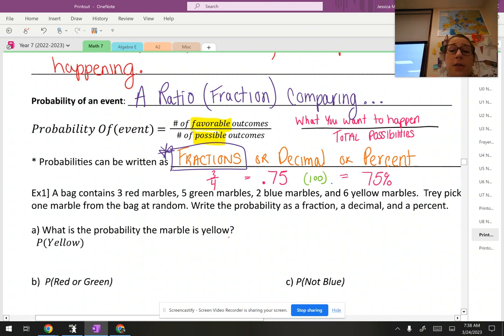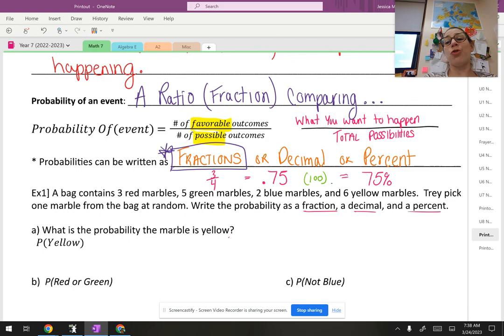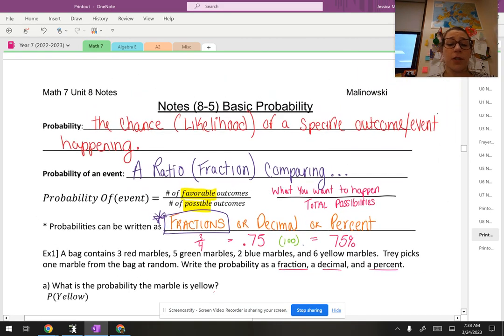So the first question on your practice problems and this first example ask you to express the probabilities as a fraction, decimal, and a percent. If it doesn't say, then you just assume it's asking for a fraction. We'll take a look at that first example in the next video.